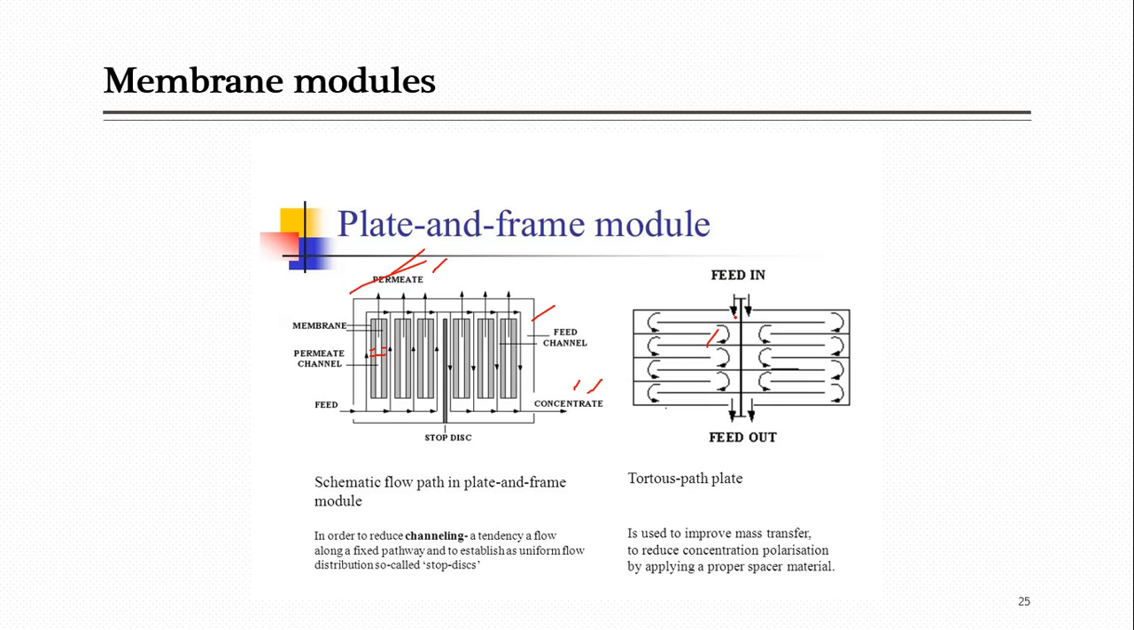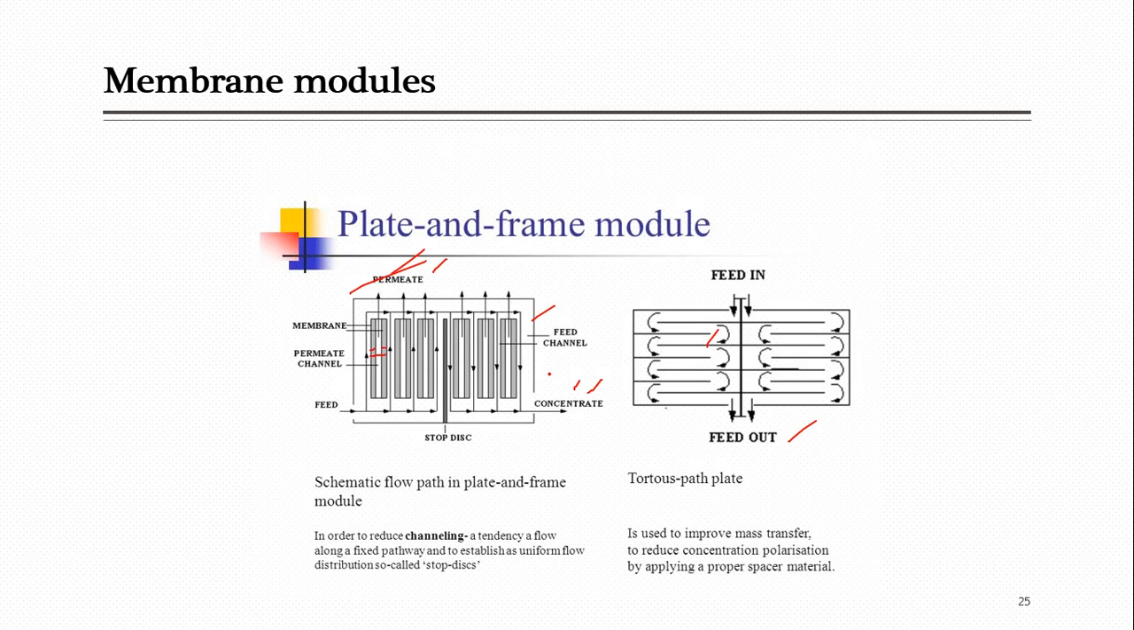He has just shown feed in and retentate; he didn't show something called permeate here. So there will definitely be an arrangement for permeate collection. As this is a membrane module, some of the components will permeate through this membrane and be collected as well. So this was the first module, called the plate and frame module.